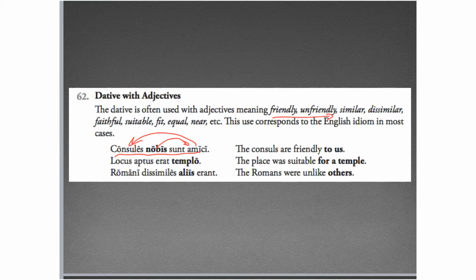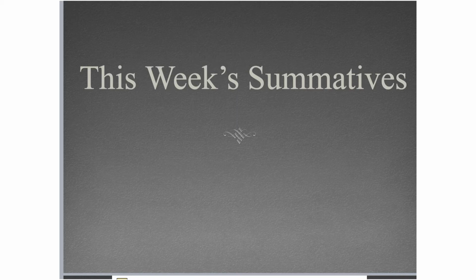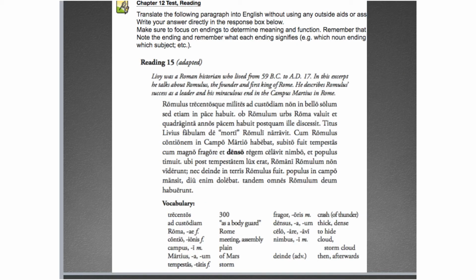All right, so the place was suitable, this is the next one down, for a temple. Again, locus and optus agree, and then templo is dependent on optus. All right, Romani dissimiles aliis erant. The Romans were unlike others, or the Romans were dissimilar to others, and that's where you can hear that dative coming in. Again, Romani and dissimiles agree, and aliis is dependent on dissimiles. All right, so here are this week's summatives.